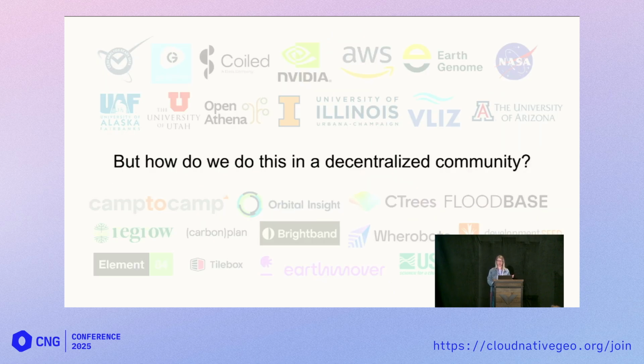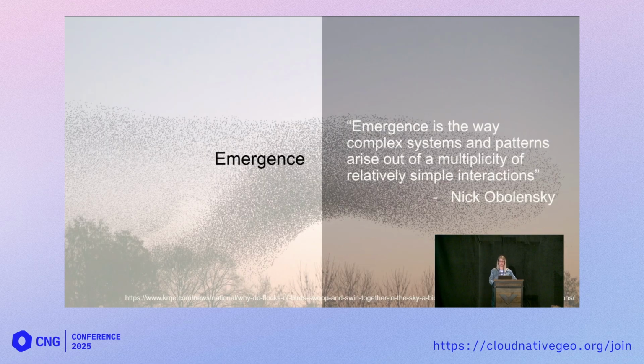But the challenge is, how do we do this in a decentralized community? Like Chris talked about, government used to potentially own this type of infrastructure, but we want to do it as this decentralized community that you see here in the room. To answer this question, I would like to propose the concept of emergence. In Nick Obolensky's words, emergence is the way complex systems and patterns arise out of a multiplicity of relatively simple interactions. This is how a flock of birds creates a murmuration. There's no leader. It's just how they interact with each other individually.